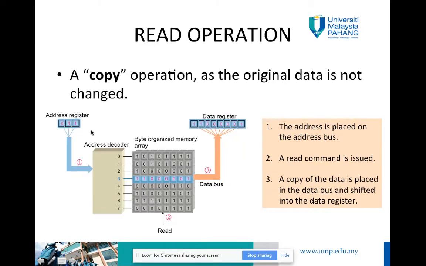You have the address register. The address is placed on the address bus. 011 is address bus 3, address decoder. So the data that you want to read is in this location in the memory array, 110001. So a read command is used, then a copy of the data is placed in the data bus and shifted into the data register. So that is basically how the read operation works.